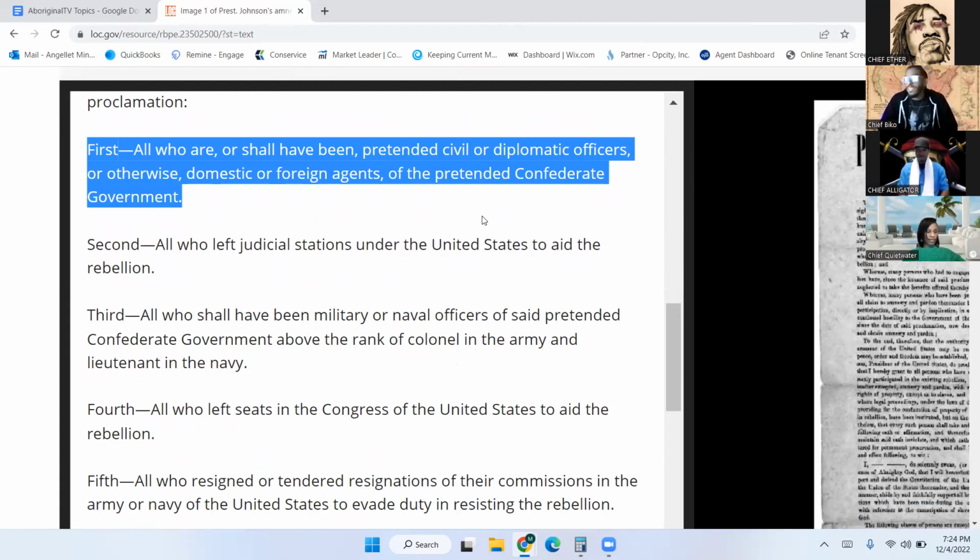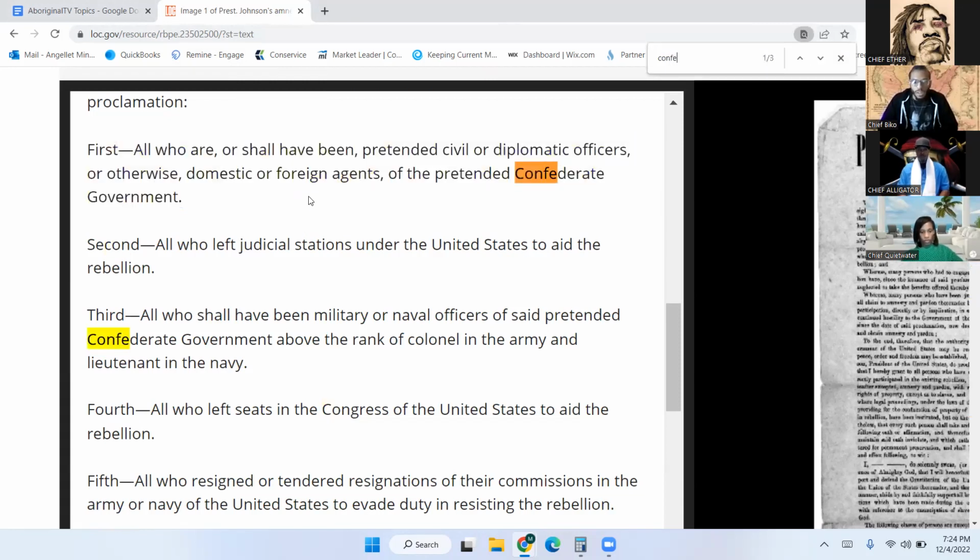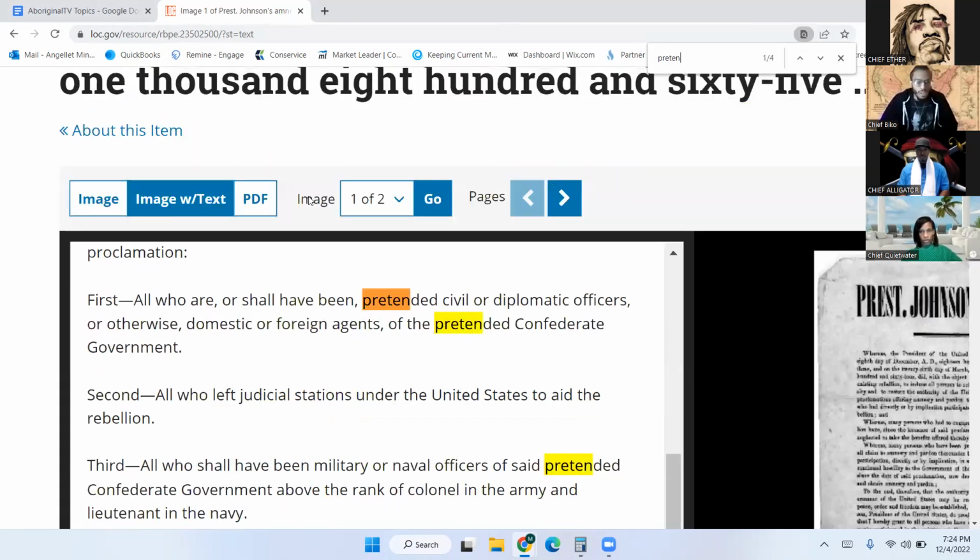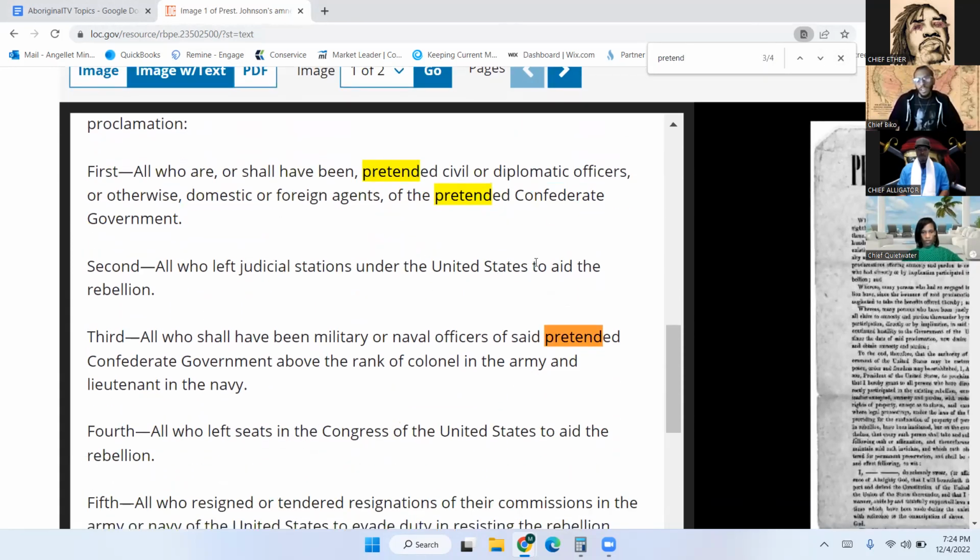Their own president is saying that you are fake. Why are you trying to be the American by calling yourselves the Confederacy? If y'all don't get y'all back to this United States and stop playing, they're saying that in this own document right here. Hey, Chief Quietwater, if you could type in Confederacy or Confederate pretend, you're going to see how many times it pops up. So shoot, the third line as well. People, we're just highlighting how their own government is saying that, hey, this wasn't a Confederacy.